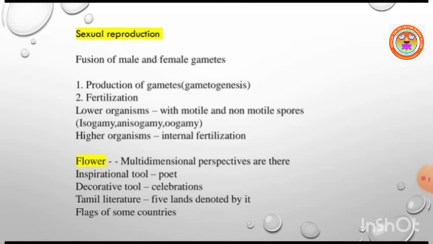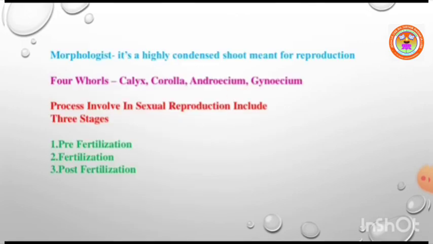The sex organ which helps in sexual reproduction in the plant is called the flower, which contains the male reproductive part called androecium, and the female reproductive part called gynoecium. The process involved in sexual reproduction includes 3 stages: pre-fertilization, fertilization, and post-fertilization changes.